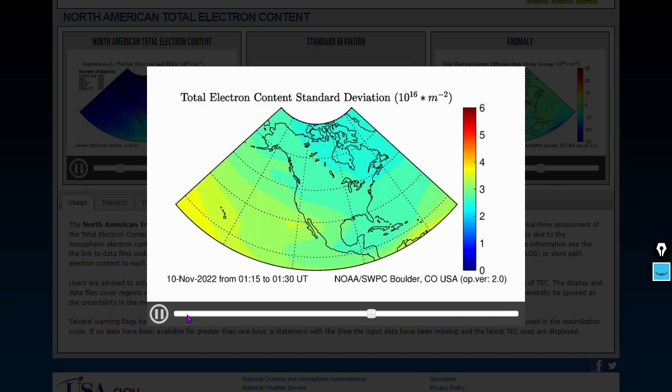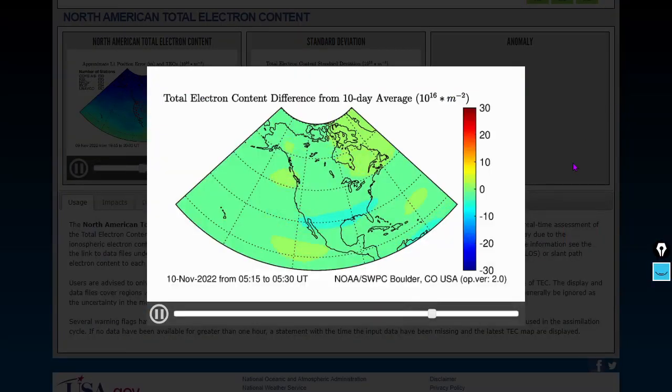Here is the standard deviation. And here is the anomalygram. That's literally a count of the free electrons from the inner portion of the outer Van Allen belt down to your handset at ground level.